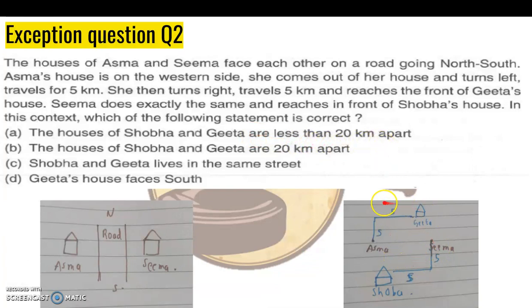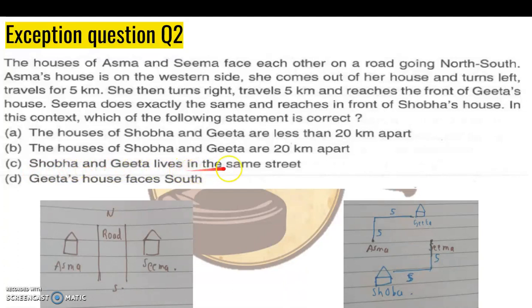This could be a good conclusion because most likely it's less than 20 kilometers apart only. The houses of Shobha and Geeta are exactly 20 kilometers apart? That is really hard to say. We cannot say if they're exactly 20 kilometers apart, so we can eliminate B.